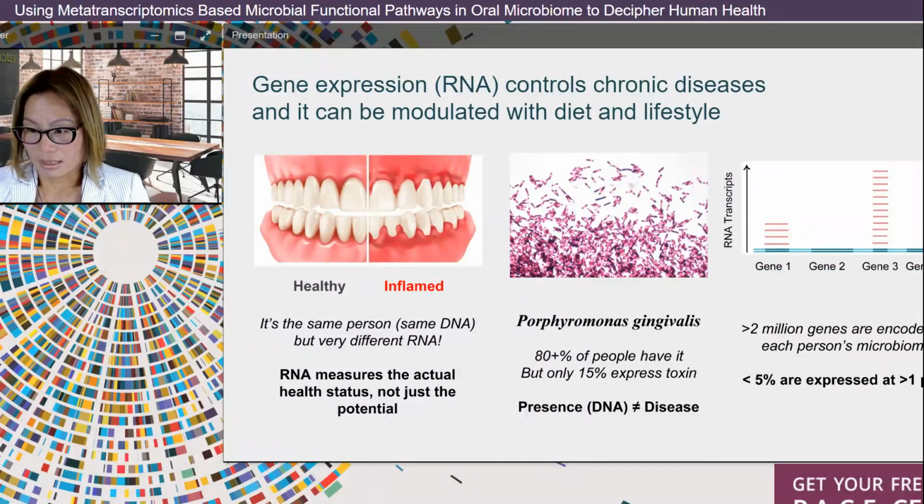The right panel illustrates how measuring RNA could capture that relativity. So we quantify the expression level of various genes. Some are more expressed, some are less. As I showed in the previous slide, each person has more than 2 million genes encoded by the microbiome, but most of them are not actively expressed at any given time. Actually, less than 5% are expressed at a detectable level. So most of them just hang out and not necessarily doing bad things.